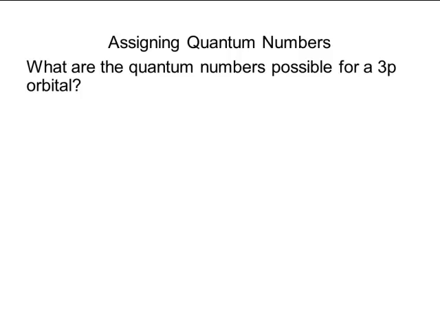Let's say I have a 3p orbital and I want to know what quantum numbers are possible for that 3p orbital. How do I pull that information out? The 3 tells me I'm in the 3 shell, n equals 3. The p tells me I'm dealing with an L value of 1, because 1 represents that p subshell designation. If L equals 1, M sub L could be a minus 1, 0, or a plus 1. M sub S then could be a plus 1/2 or a minus 1/2.